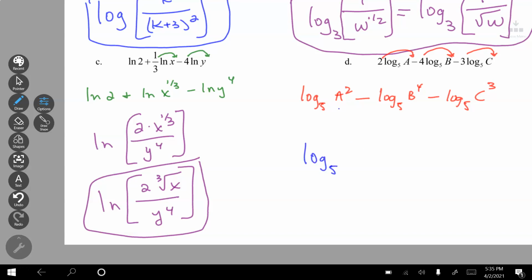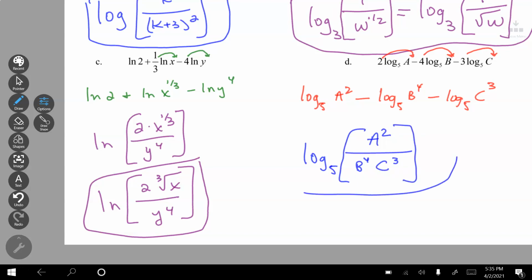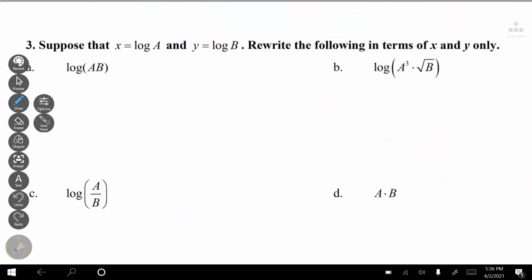And I see I have log base 5. I see subtraction, which means I want to have division. A squared on top, and b to the 4th and c to the 3rd are also dividing, so I could put them both in the denominator. And there we go. There's your final result. I wouldn't write it as a double fraction. Both b to the 4th and c to the 3rd will be dividing because they are subtracting logs.